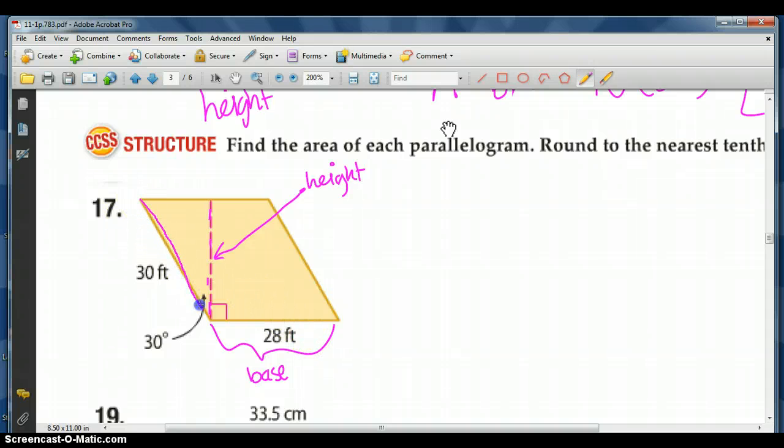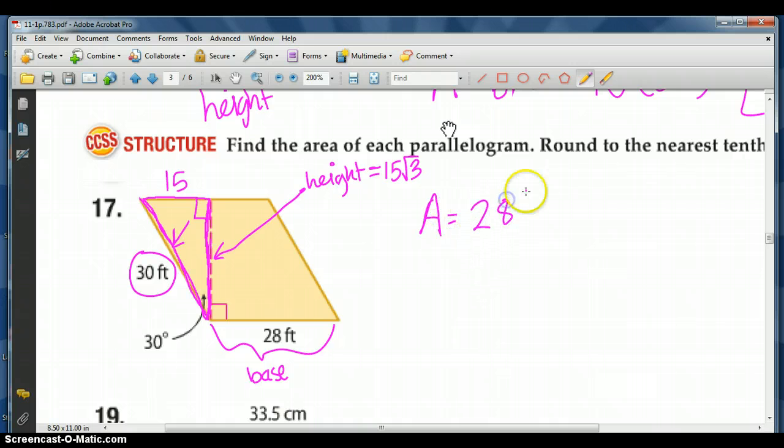So notice in this triangle, we have a 30-degree angle, which means we have a 30, 60, 90 right triangle, and we know the hypotenuse. So in a 30, 60, 90, if you know the hypotenuse, take half of that to get the short leg. So our short leg would be 15. To get the long leg, we multiply the short leg by the square root of 3. And that's always the case in a 30, 60, 90. So our area will be our base times our height.